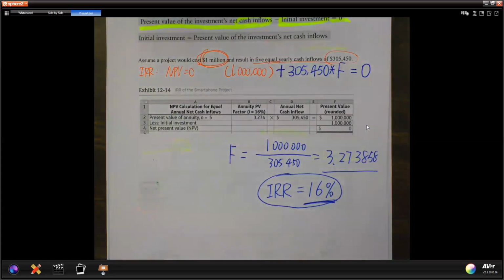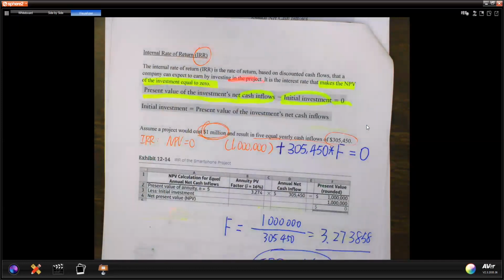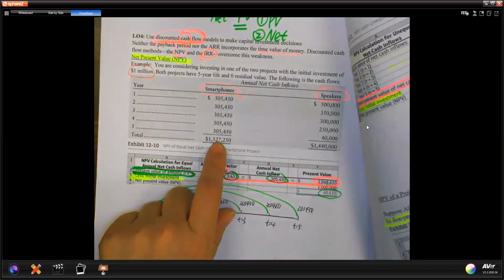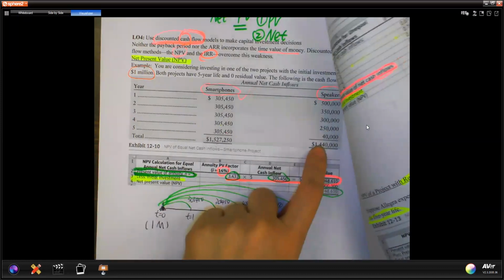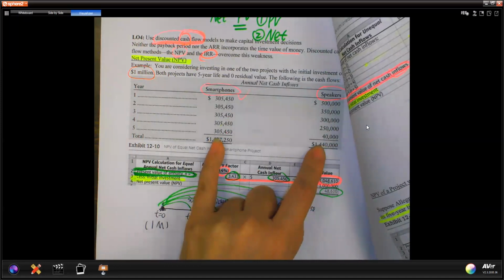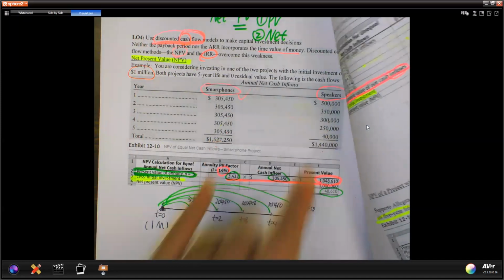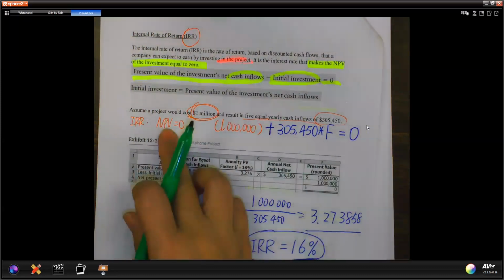Last thing is talking about IRR. We said IRR is just the rate for that project that makes the NPV equal to 0. Remember, for our smartphone, we said NPV is positive, but we don't know what the return for the speaker project is. So we have to figure out this individual project's rate of return. We call it the internal rate of return. How do we calculate it? This is the rate that makes your NPV equal to 0.